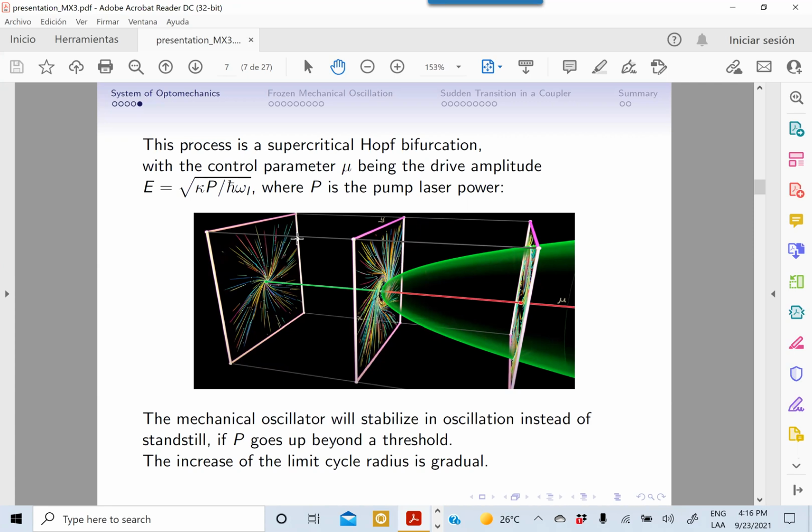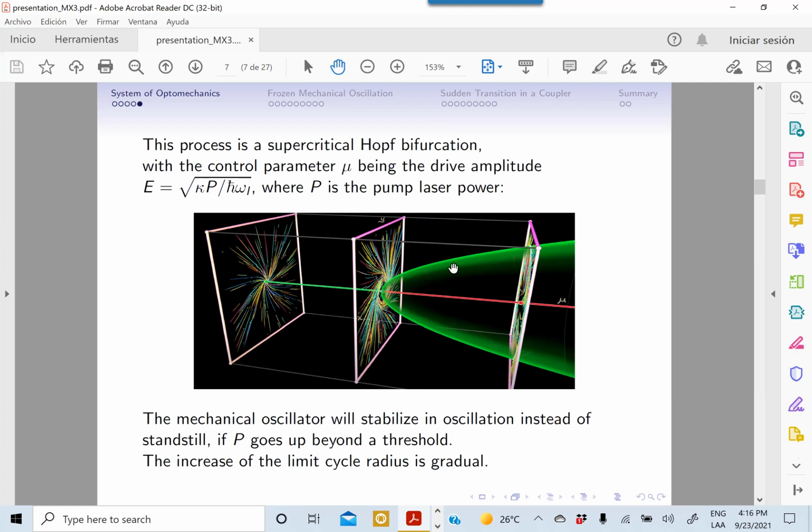This phenomenon has been observed some years ago. It's somewhat connected to the dynamic scenario we're going to discuss, but it is not exactly what we're really interested in here. One thing special in this kind of bifurcation is that it's a steady mechanical oscillation gradually going up with the pumping laser power. It's something like a steady, gradual transition.